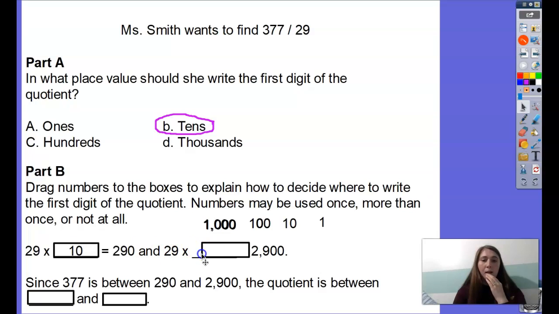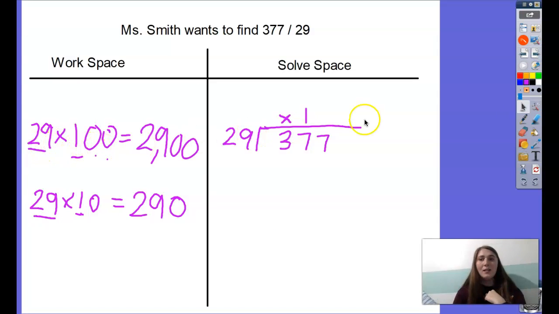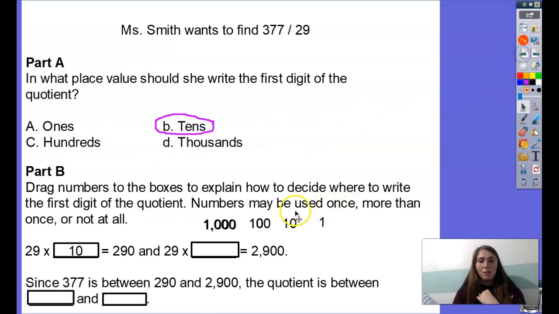29 times what gives me 2,900? Well, we did that already too. 29 times 100 gives me 2,900. So then, since 377, which is our dividend, is between the 290 and the 2,900, the quotient is between the numbers 10 and 100.